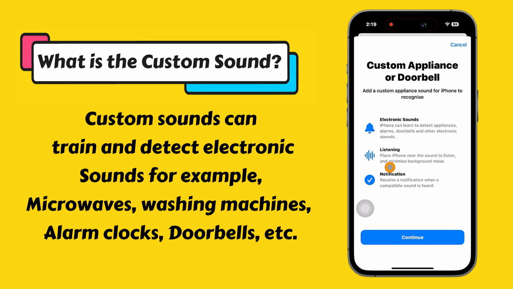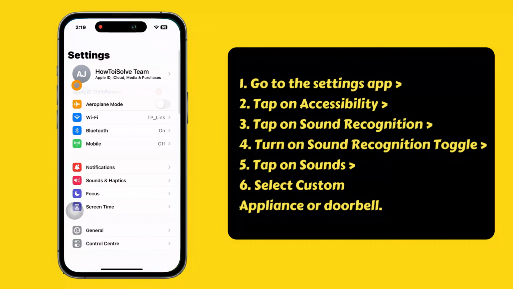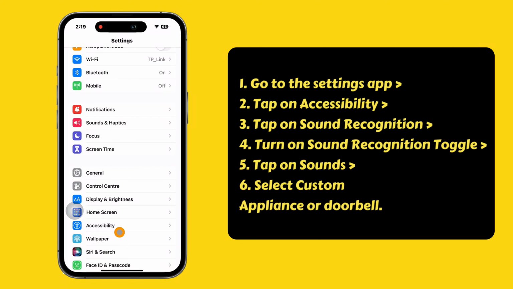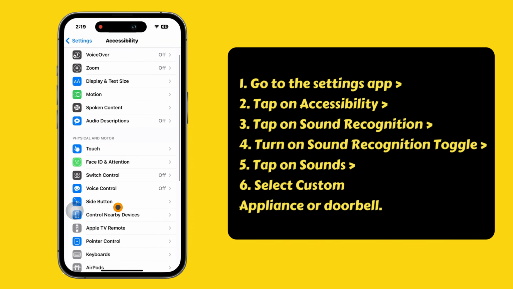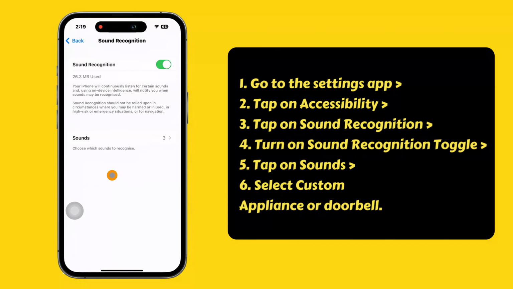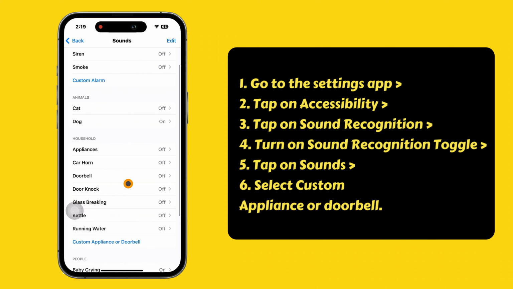Let's see the steps. Go to the Settings app on your iPhone. Now scroll down the screen and tap on Accessibility. Now, again scroll down the Accessibility page and tap Sound Recognition. First, make sure that the sound recognition toggle is turned on. Then, tap on Sounds. Here, you'll find a list that your device can recognize.